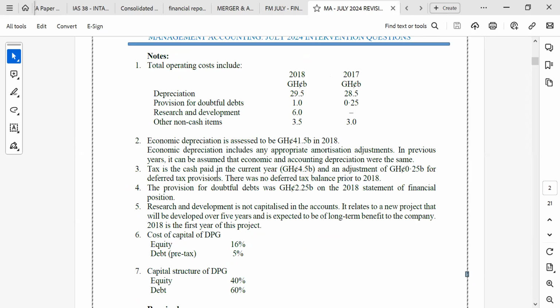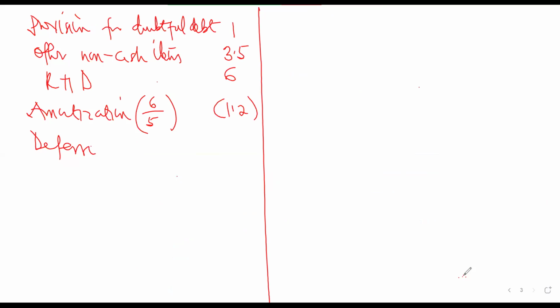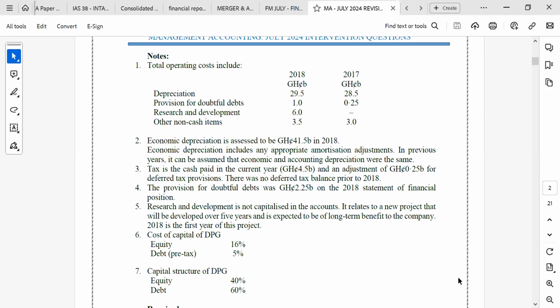4.5. Okay, so the 0.25 has been taken away from the profit, which is not relating to cash. It's deferred tax. Deferred tax is a non-cash item. So we have taken 4.75 from the profit. We should have taken 4.5, not 4.75. So we add the deferred tax back to our profits after tax, because this is not a cash item. So we have done with the economic depreciation. We are done with the cash.